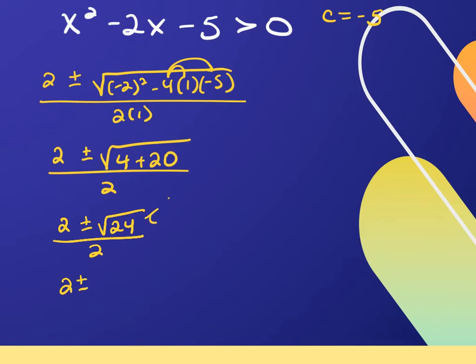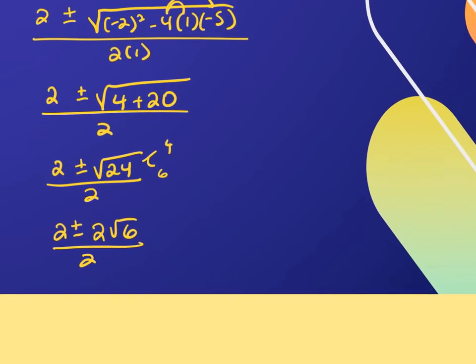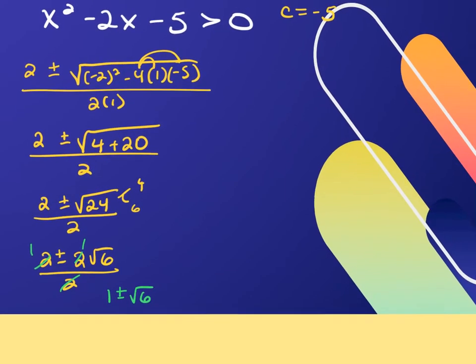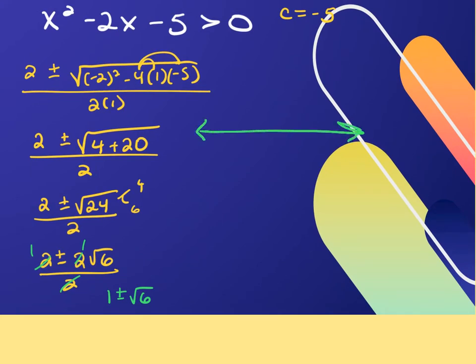2 plus and minus, this is 4 and 6, so 2 root 6 over 2. Simplify, and I get 1 plus and minus square root 6. Sorry, I shouldn't have circled it. That's not the answer. That's where my test points are. So keep in mind that this is now 1 minus square root 6, because that would be smaller than 1 plus square root 6.